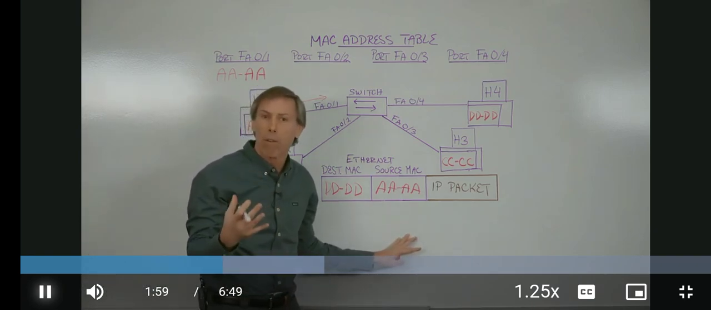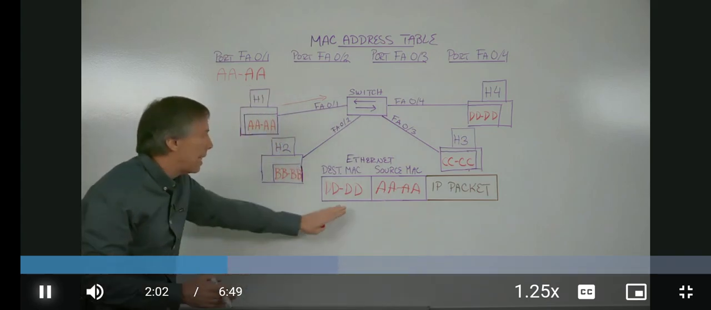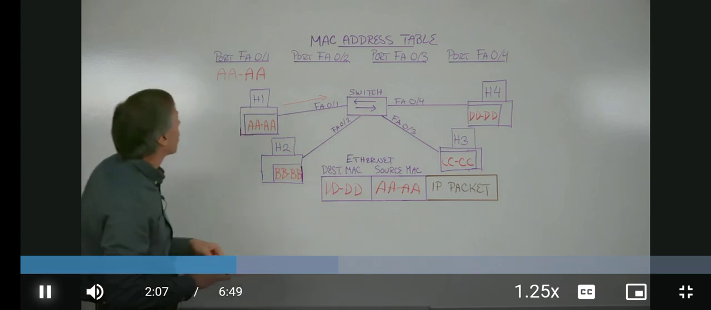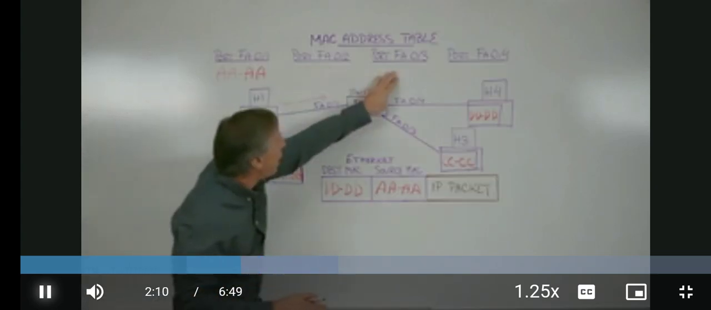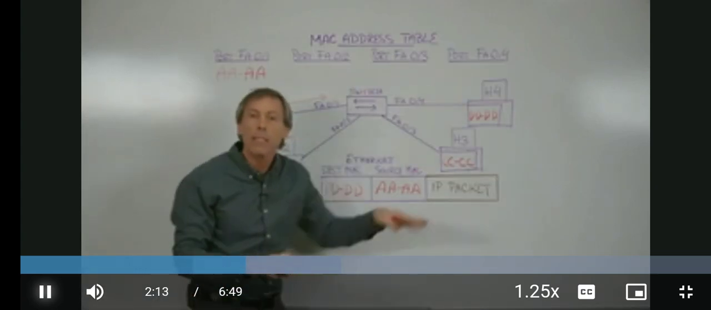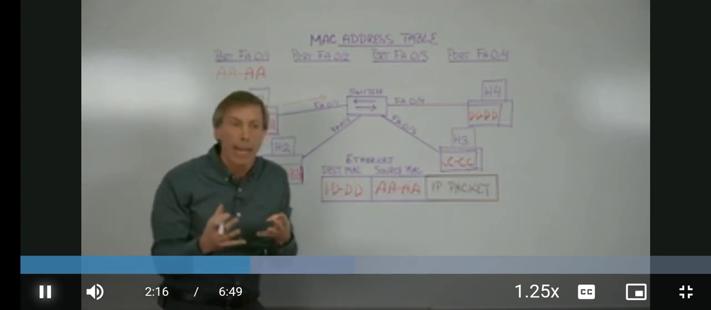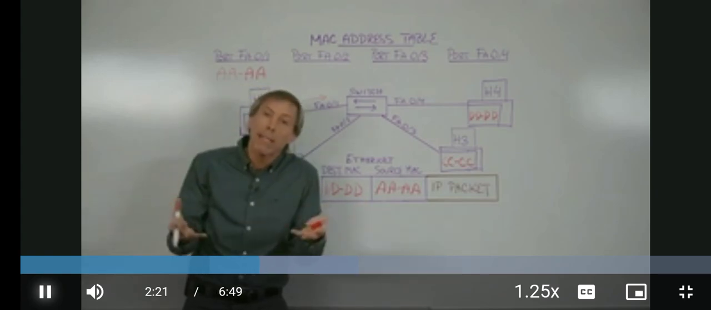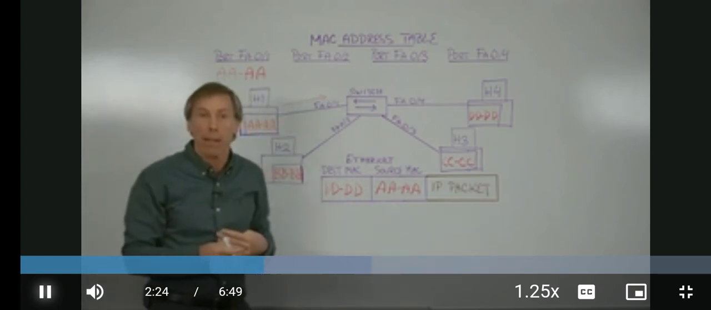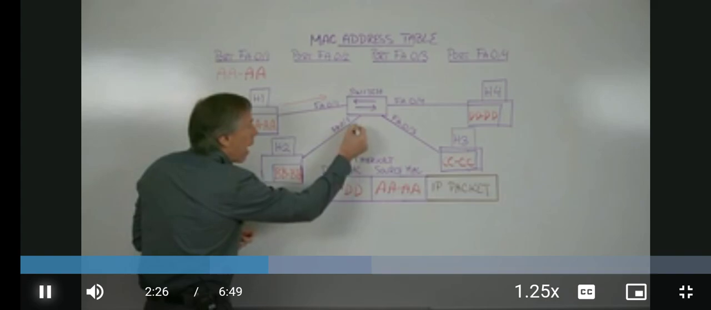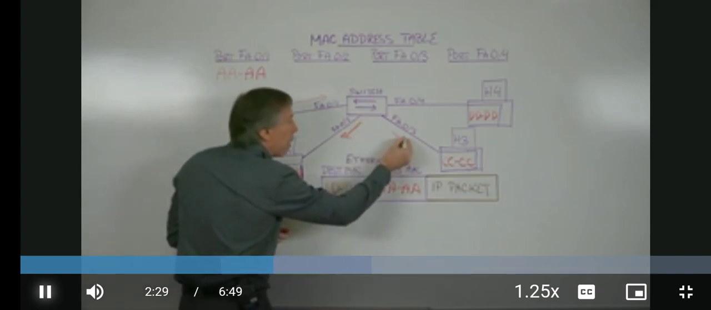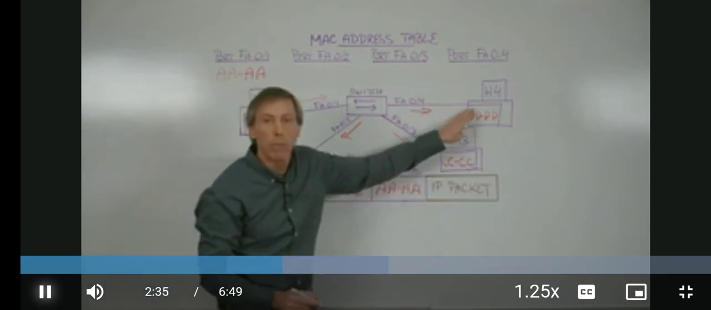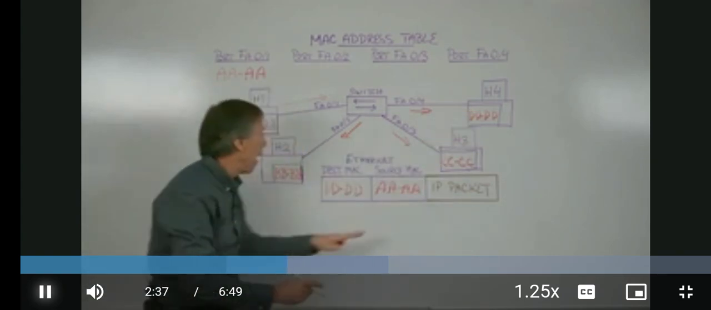Now it wants to go ahead and forward the frame. So now it looks at the destination MAC address. It says, is this MAC address in my table? And as we can see, DDDD is not in its table. This is known as an unknown unicast. From the perspective of the switch, it's like, I don't know where to send it. So what it does is it acts like the old Ethernet hubs. It will actually send it out every port except the incoming port. So each one of these devices will actually receive this Ethernet frame.